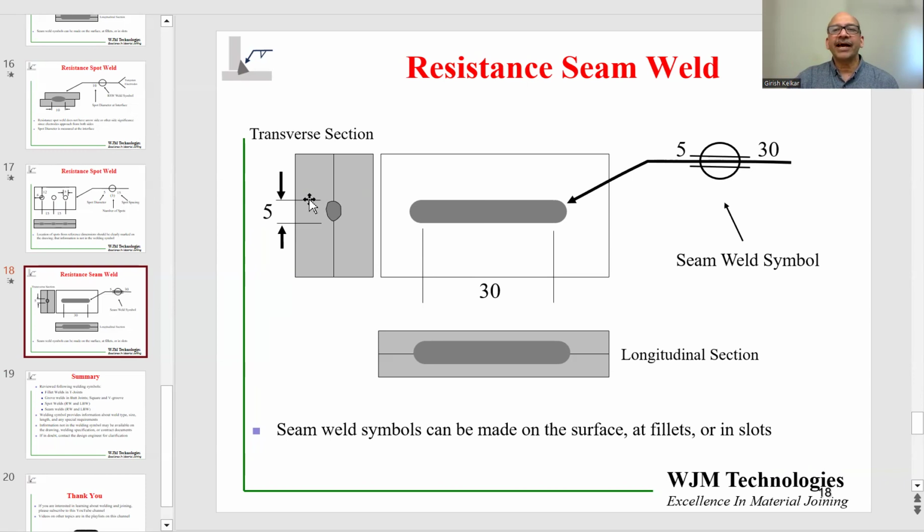And again, where we have the size of the weld as 5, the length of the weld as 30, we can write 5 on the left and 30 on the right. And this is a seam welding symbol. This is specifically for resistance welding because that's how the process works, because we have energy coming from both sides. It's not directional.